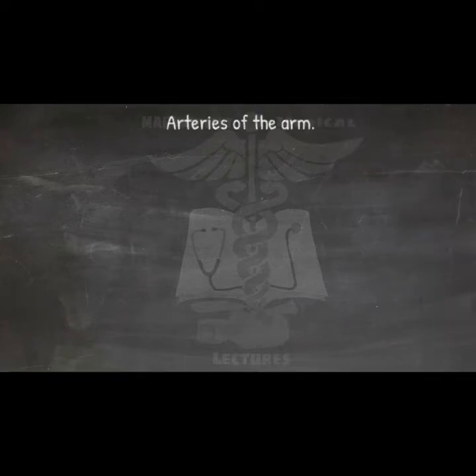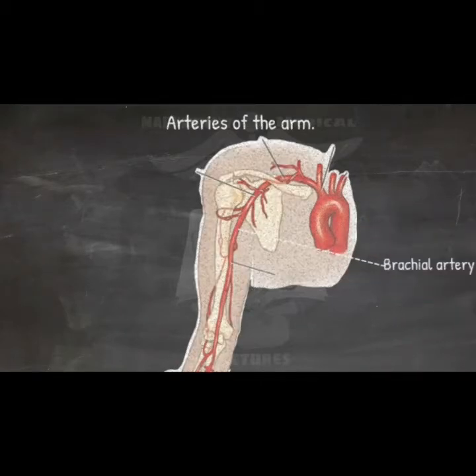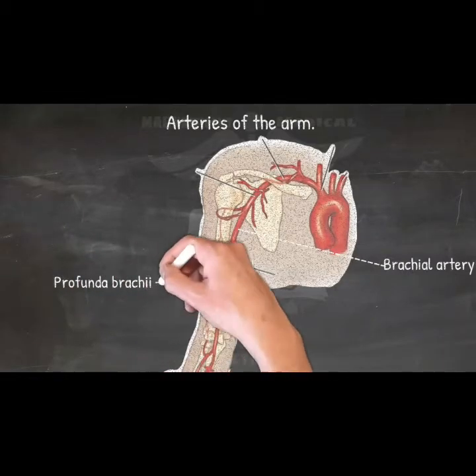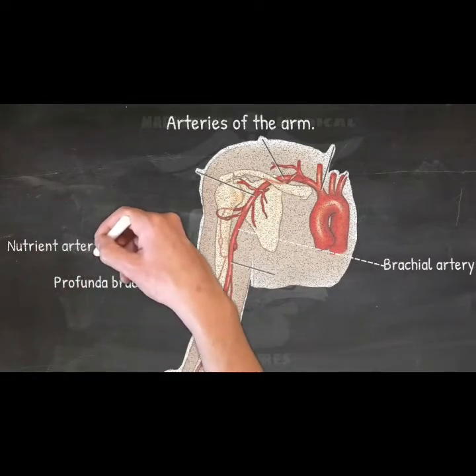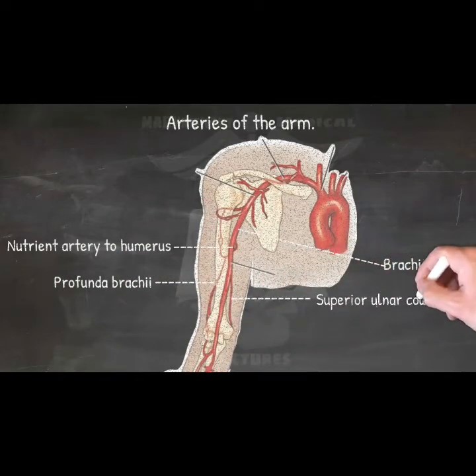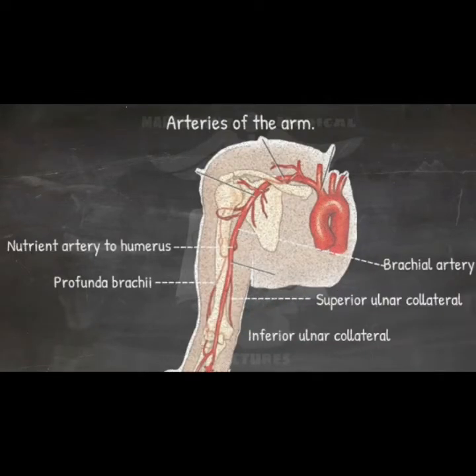Arteries of the arm. The major artery of the arm is the brachial artery, which continues from the axillary artery at the lower margin of the teres major muscle. The brachial artery ends at the apex of the cubital fossa by giving off the forearm branches, the ulnar and radial arteries. The brachial artery supplies the content of the arm via its 4 branches: profunda brachii artery, nutrient artery to humerus, superior ulnar collateral artery and inferior ulnar collateral artery.